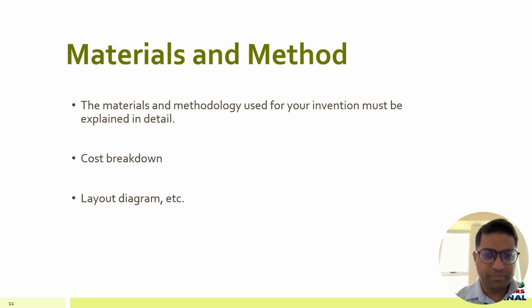So the materials and the methodology used for your invention must be explained in detail, including the cost breakdown. So what are the materials that you have used, and the cost breakdown. Even if, let's say, you are using a plastic container, maybe you want to tell the dimension of the plastic container that you have used, or what material the plastic container is made of, or some detailed information about all the materials that you have used.